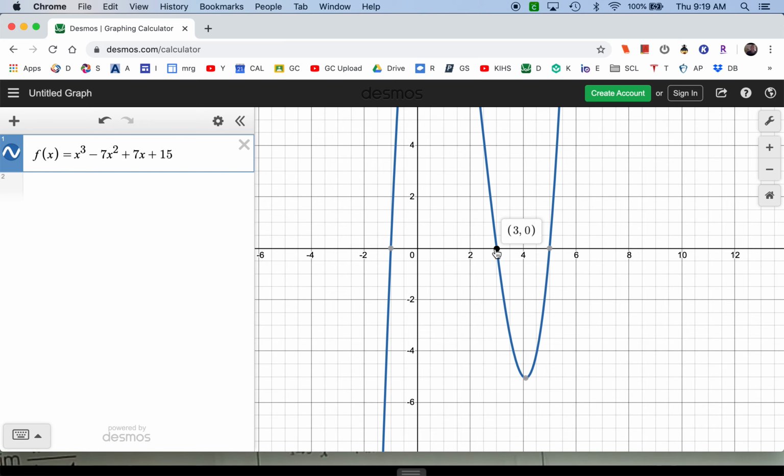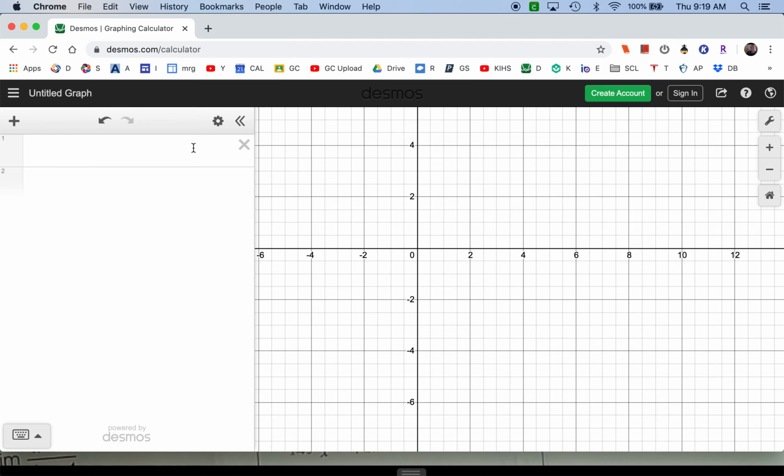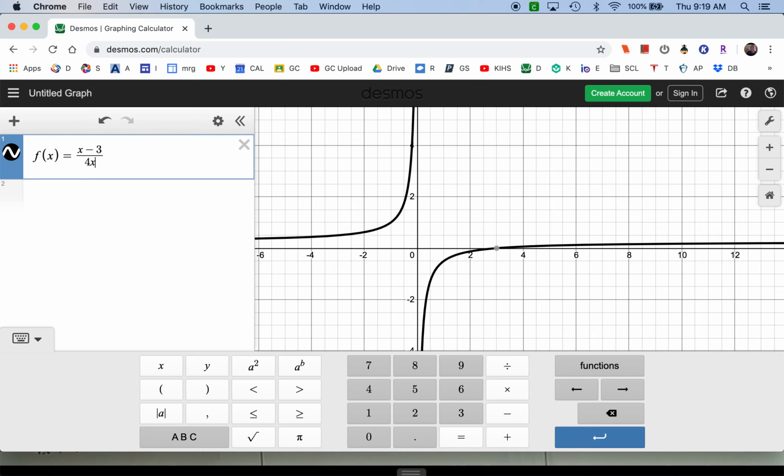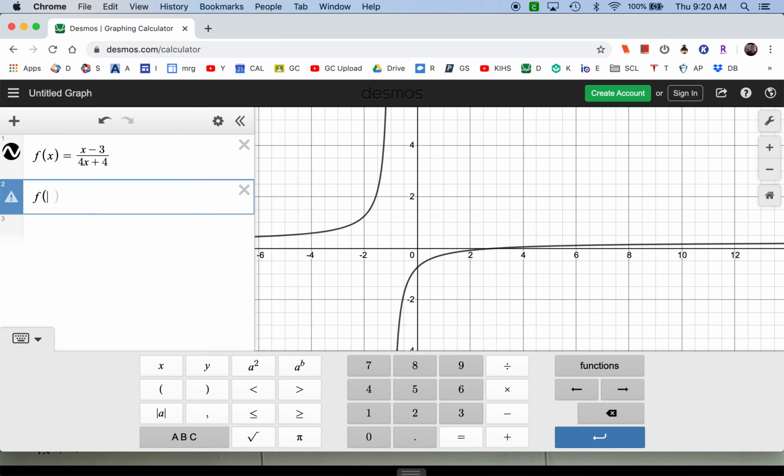Number 7. This one is a rational function, so I have to be careful of the asymptote. So f at x equals a fraction, x subtract 3 in the numerator and 4x plus 4 in the denominator. And I'm looking at -1. So what's happening at -1? If I type it in, I can definitely see that at -1 we have an asymptote. On one side it goes up, and on the other side it goes down. So because there's an asymptote, what's the answer here? For number 7, we say that the limit does not exist.